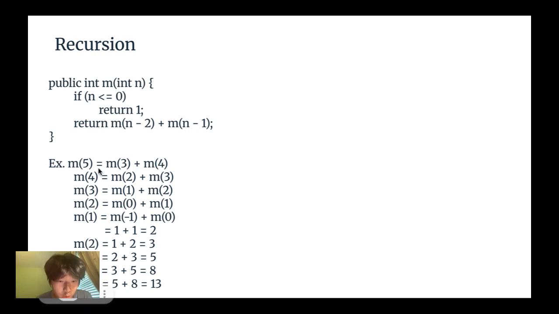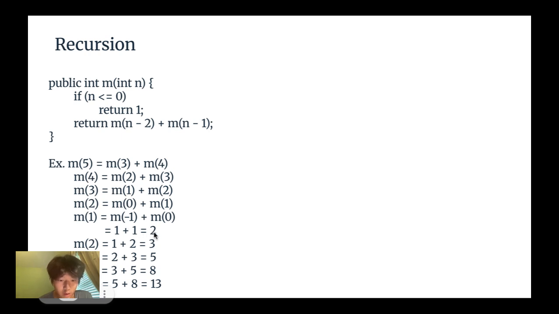Now we don't know the value of m5 yet, so we're going into m3 and m4. Now m4 will be m of n minus 2 plus m of n minus 1, so in this case, m2 plus m3. And m3 will be the same, which will be m1 plus m2. And m2 will be m0 plus m1. And m1 will be m of negative 1 plus m0. And you can see here, m1 has reached the bottom of the recursion, where n is less than or equal to 0, so they'll both return 1, and m1 will result in the value 2.